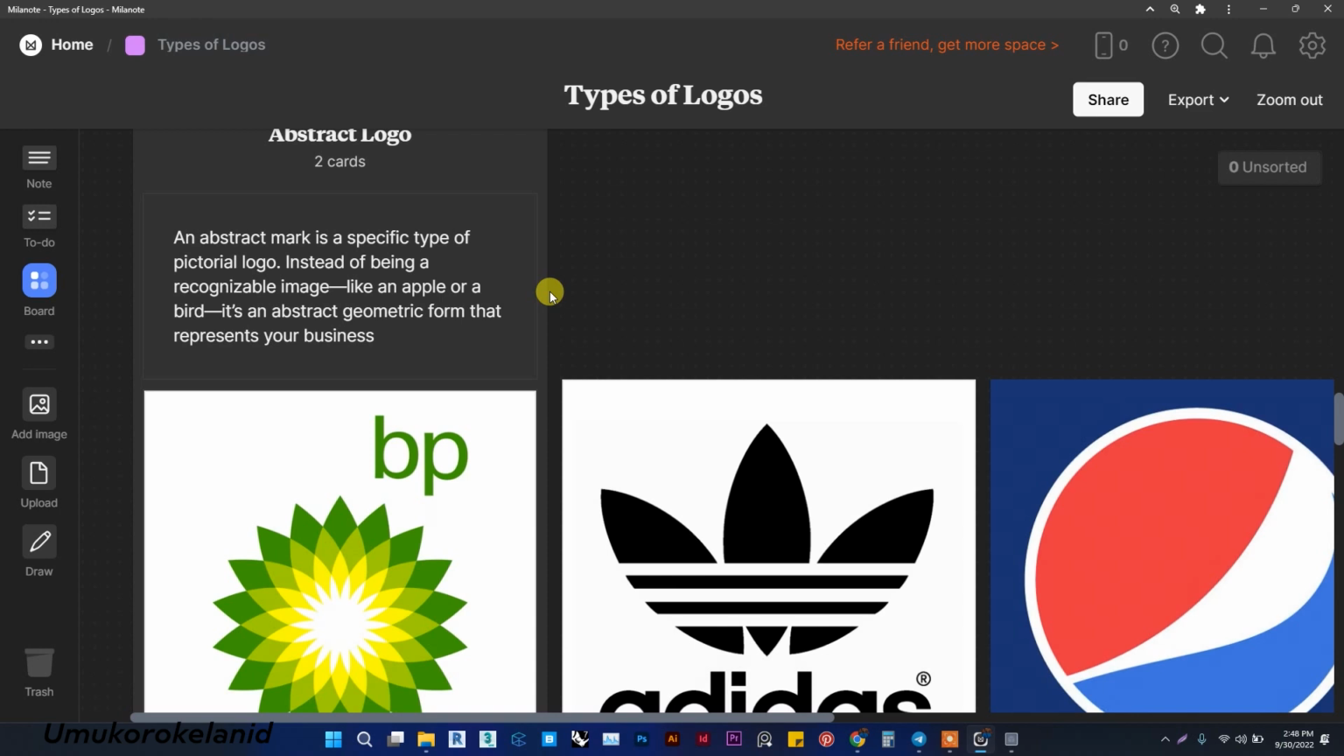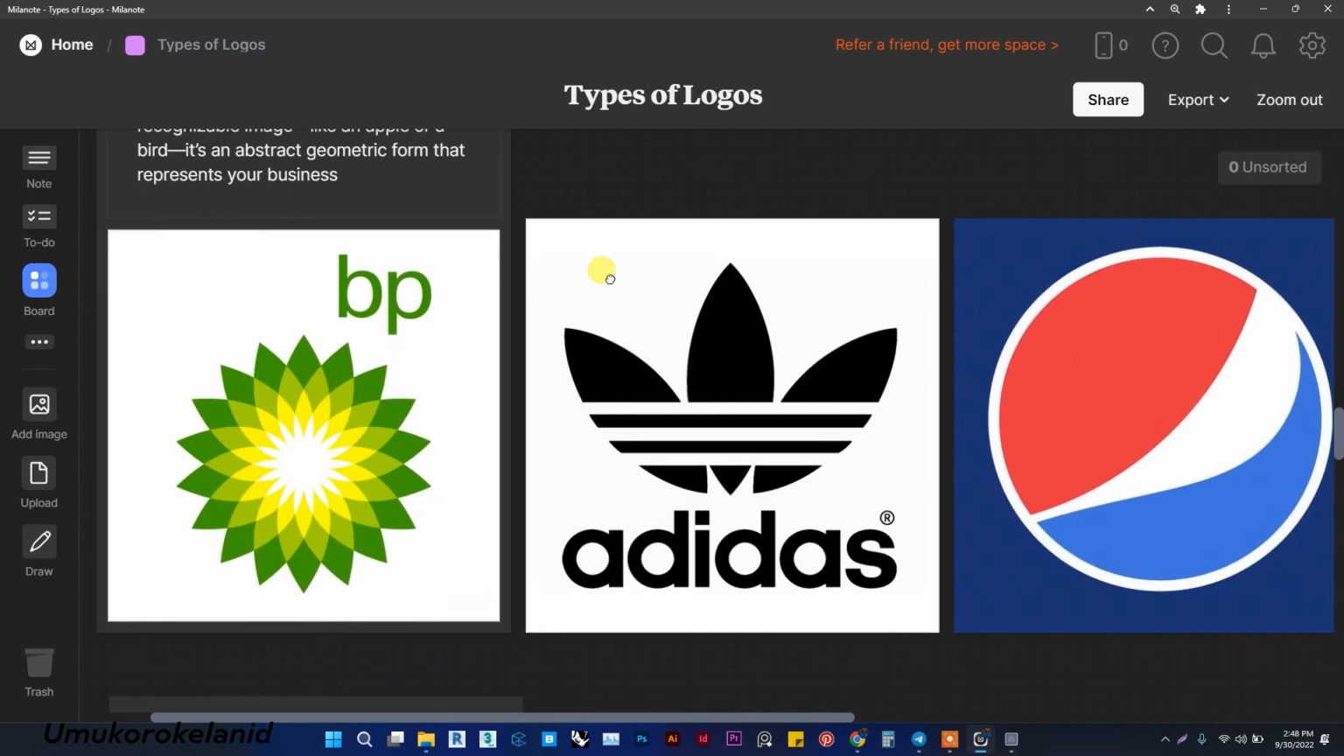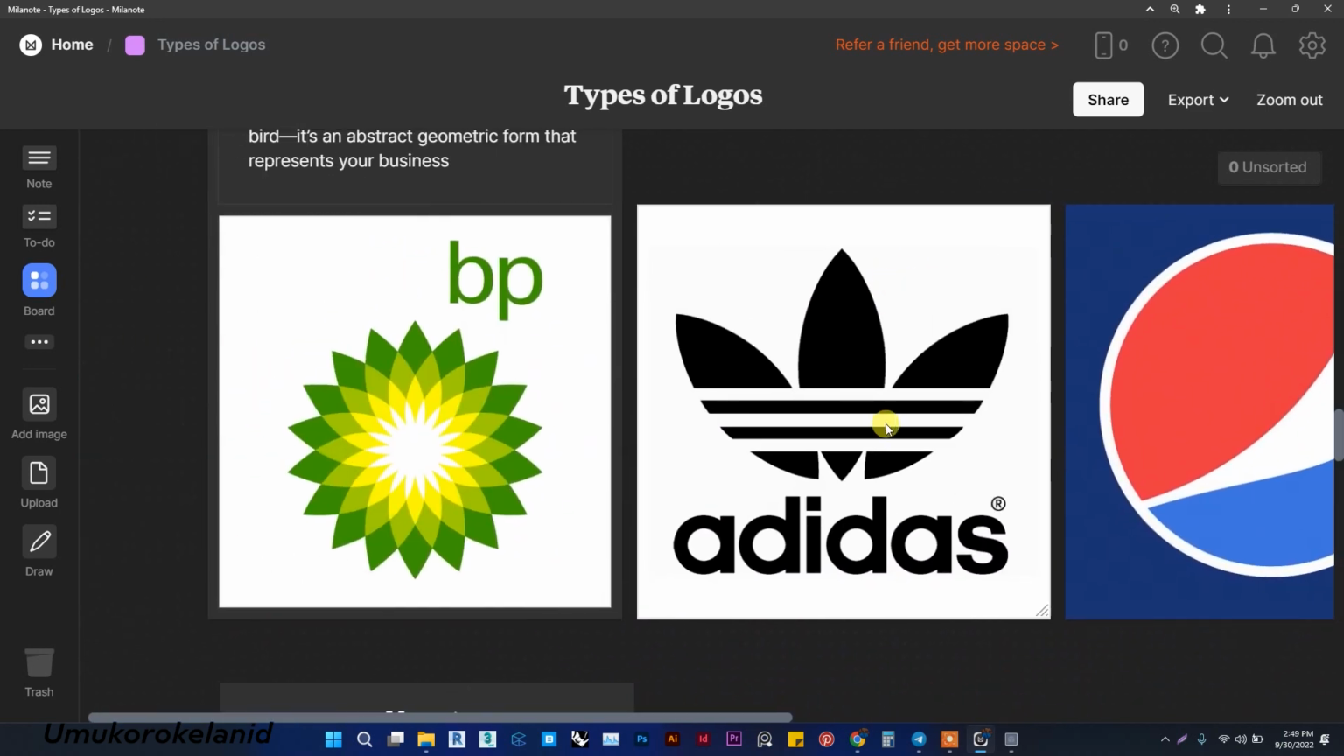Abstract life, abstract thinking is a free thinking. So you have the free mind to pick from any idea, to use any form, any shape to generate an interesting brand icon for your client. So abstract logo is the fourth type of logo design that we have. A perfect example is the Adidas, the Pepsi, and all of that.